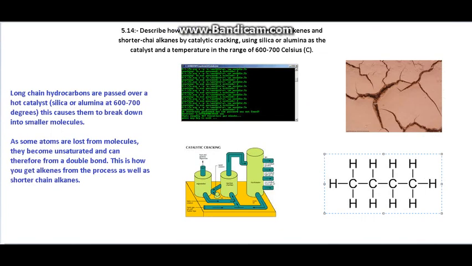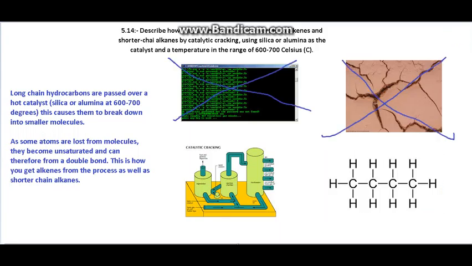Okay, now with that, we go on to specification point 5. Okay, now guys, we are on to specification point 5.14. Describe how long chain alkanes are converted to alkenes and shorter chain alkanes by catalytic cracking using silica or alumina as the catalyst, and a temperature in the range of 600 to 700 Celsius.